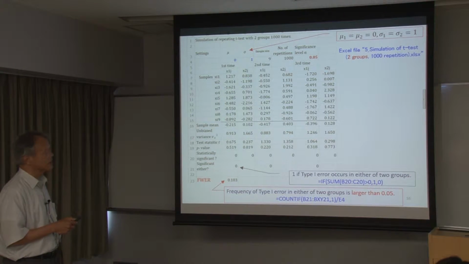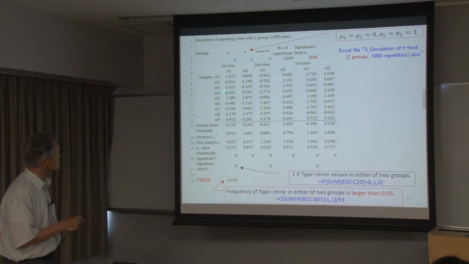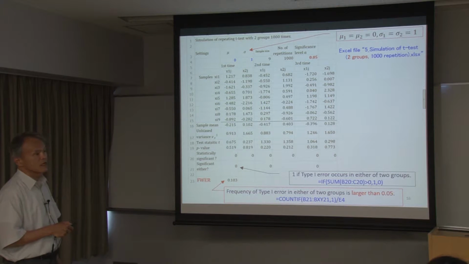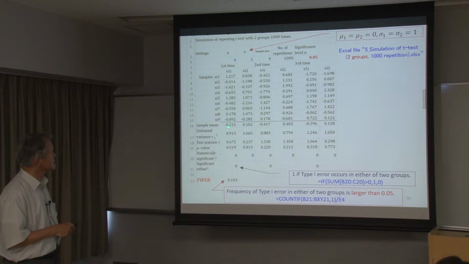So in this file, the t-test is applied to these groups. This is group 1. There are 9 samples, and these are normal random variables, and this is the sample mean. And this is the other group, and this is its sample mean. The t-test is applied to these mean values.